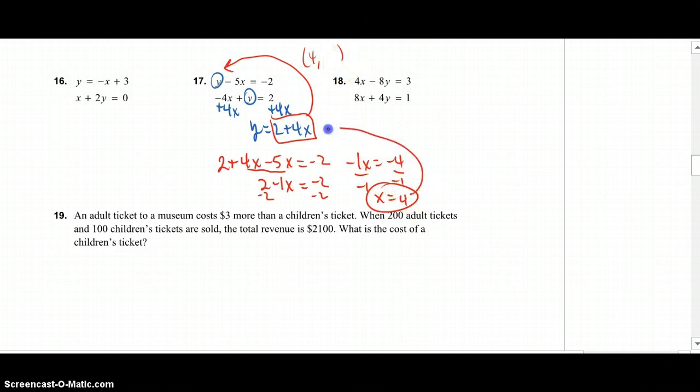Let's take the 4 and plug it into the other problem. Y equals 2 plus 4x, but I don't want to write x. I'm going to replace it with 4. And that would be 2 plus 16, so y equals 18.